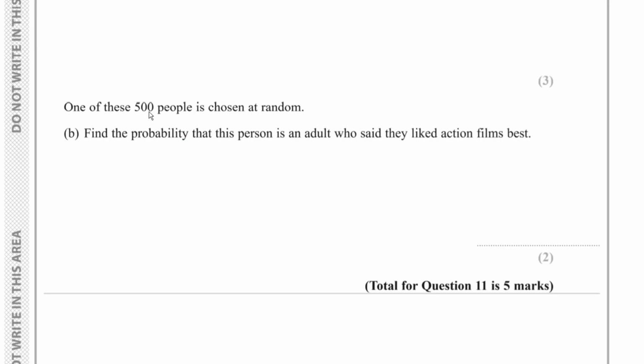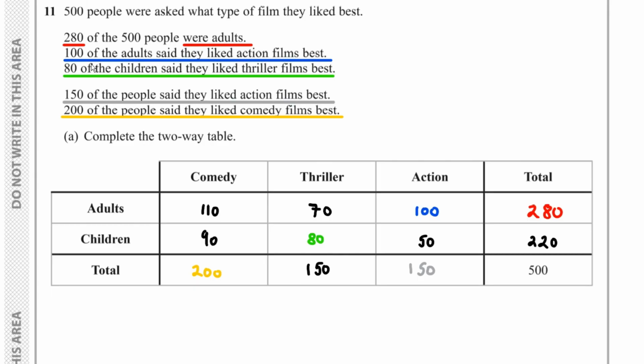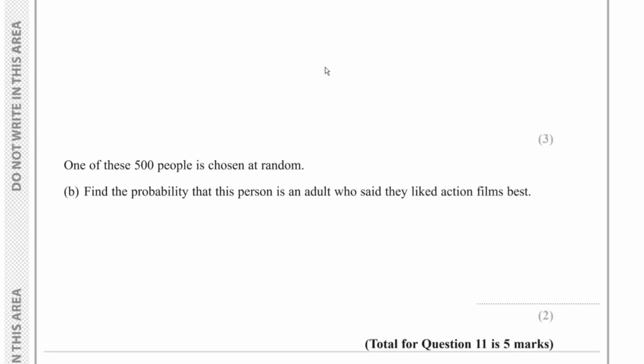One of these 500 people is chosen at random. Part B, find the probability that this person is an adult who said they liked action films best. So we know that 100 of the adults said they like action films best. So we have 100 over the total of 500, which simplifies to 1/5.